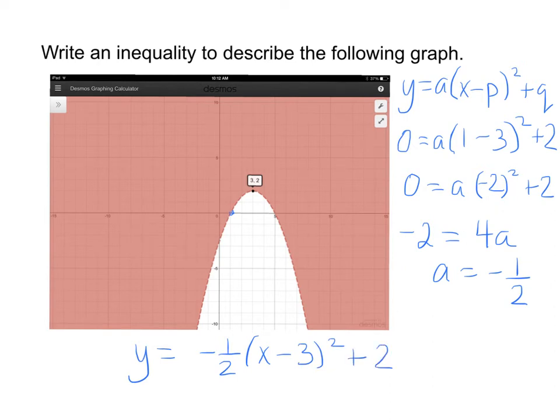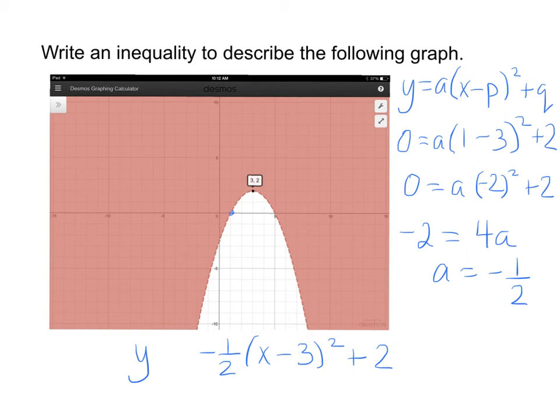But I don't want an equal sign in there, right? I need to figure out, do I want a greater than or a less than sign? It's a dotted line, so I know I don't want greater than or equal to or less than or equal to, just greater than or less than, but I have to decide which one. So there are a few different ways that you could find out.